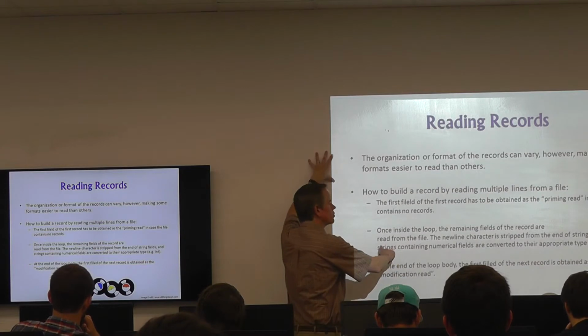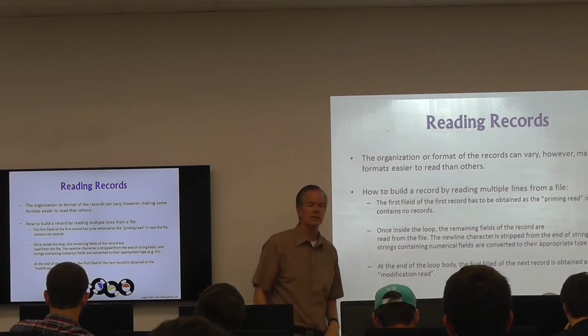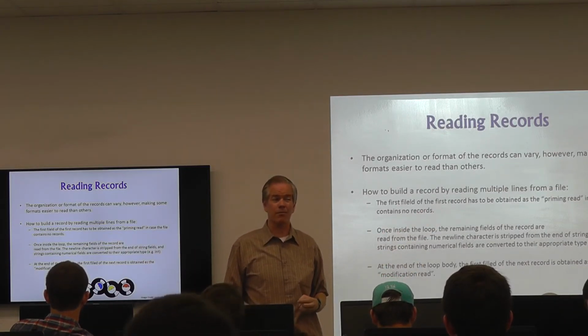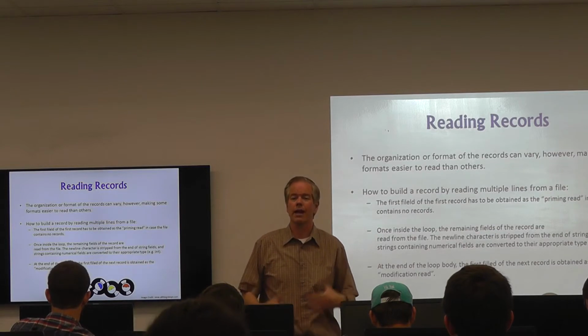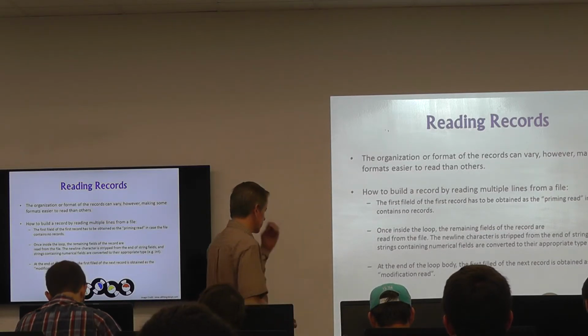Okay, the new line character is stripped from the end of string fields, and the strings containing the numerical fields are converted to their appropriate type. So remember, when it comes in from the file, it's sort of messed up, right? Everything's going to have that new line character on it, and everything's going to be a string, even if it's, for example, like a social security number or a date of birth.